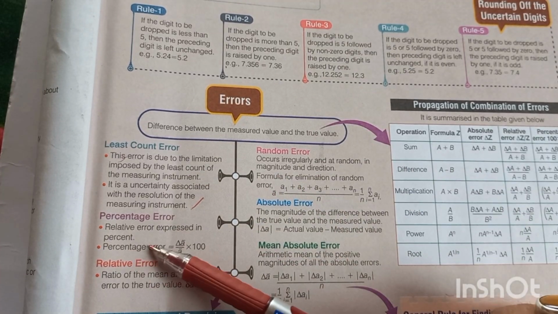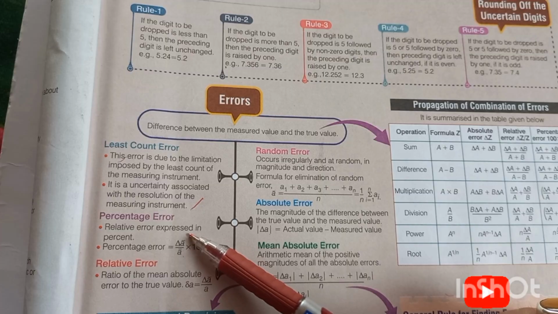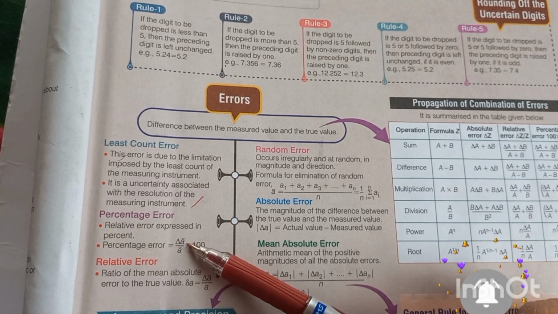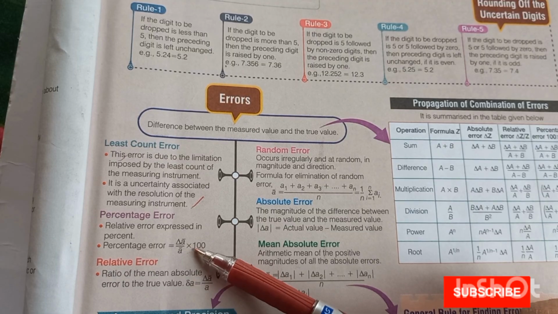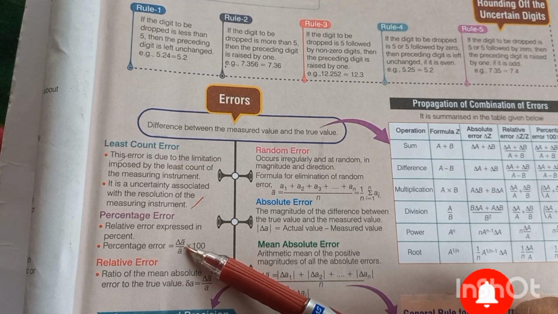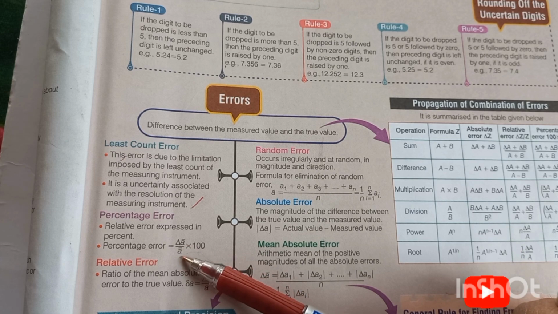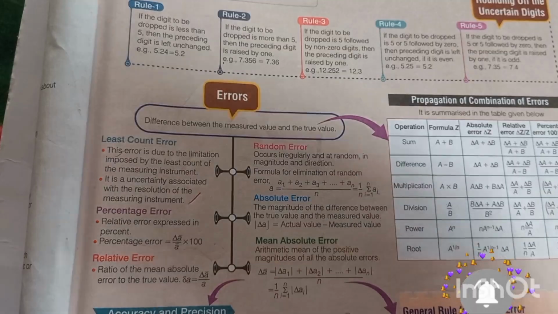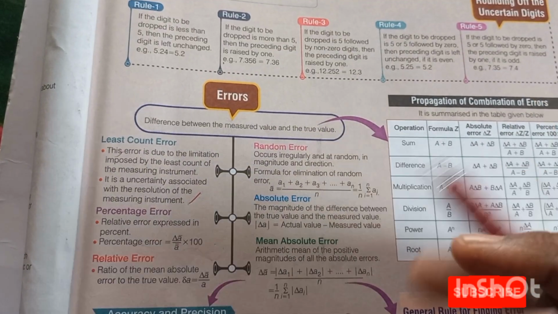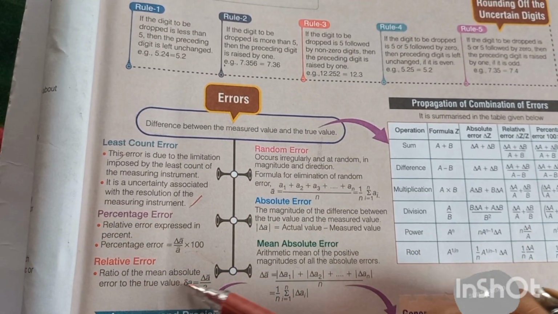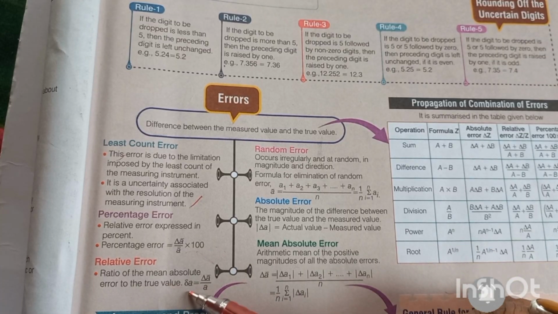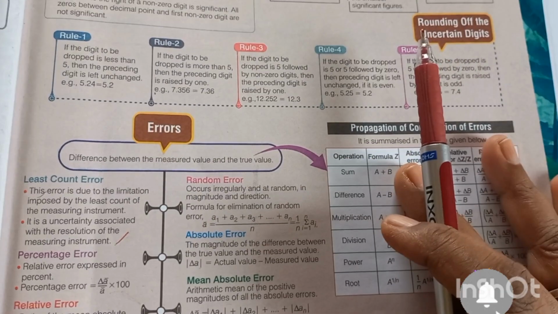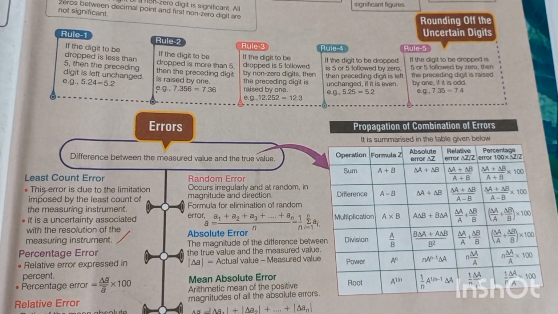Then percentage error: relative error expressed in percent, that is for 100. Percentage error is equal to delta A by A into 100. So delta A is the error and A is the measured value, and if we multiply by 100, it gives the percentage error. Then relative error: the ratio of the mean absolute error to the true value, delta A by A. So this is the relative error.